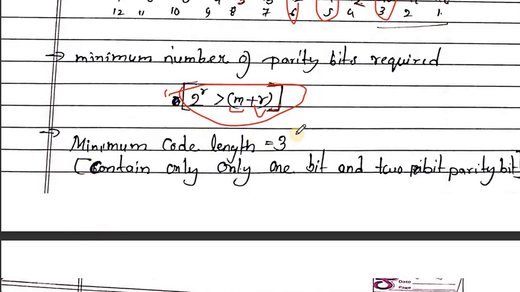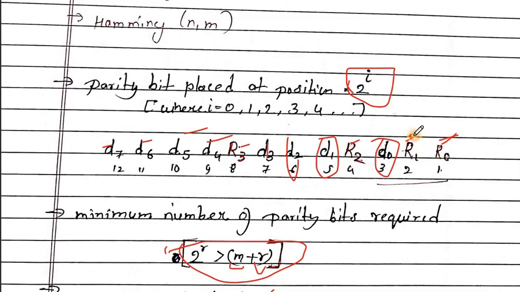The minimum code length is 3. If we send a minimum of 1 bit of data, we should have a code length of 3. Here, R1 and R2 are the parity bits and there is a single bit of data. If we want a single bit of data, the code length should be a minimum of 3.